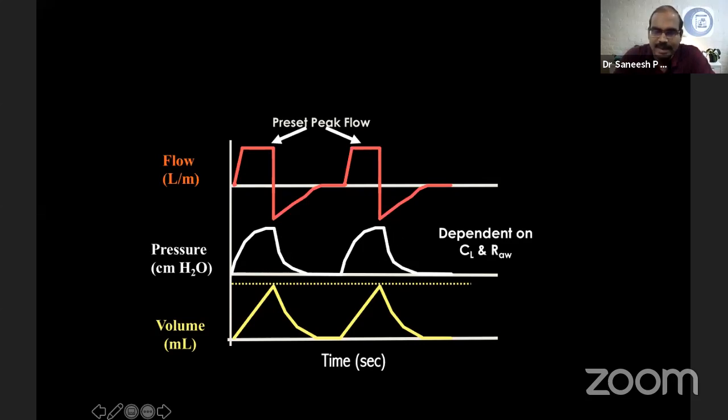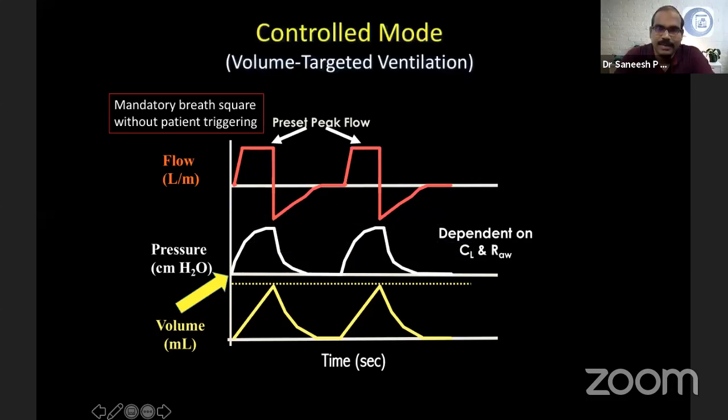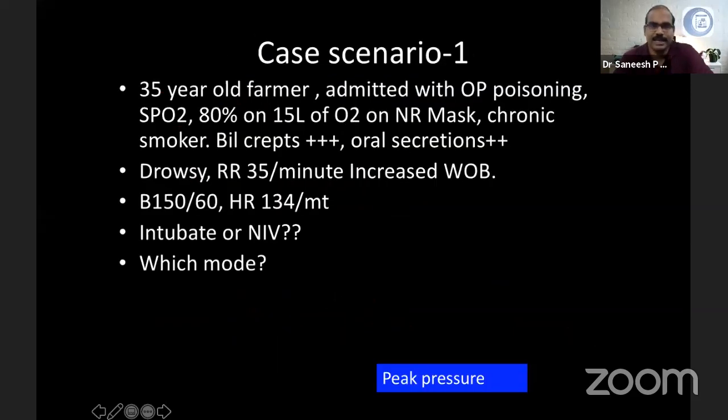Basically, the idea is to make you understand what is peak pressure, plateau pressure, and the trans airway pressure. Okay, fine. So mandatory breath, square, without patient triggering. Okay, this is a control mode, volume targeted ventilation. So the preset tidal volume is delivered and volume cycling occurs. Clear? Yeah. Okay. So if you don't mind, we can stay with the first scenario.